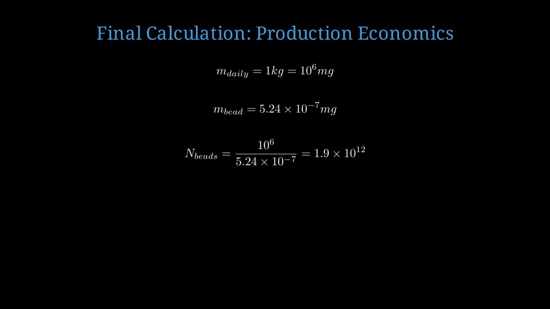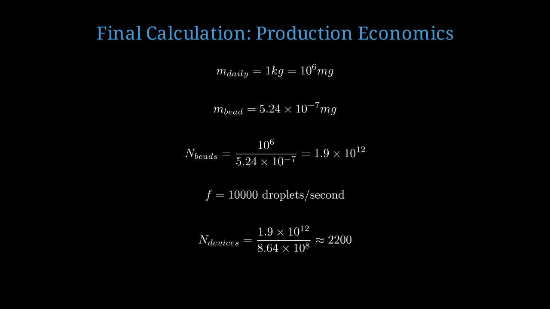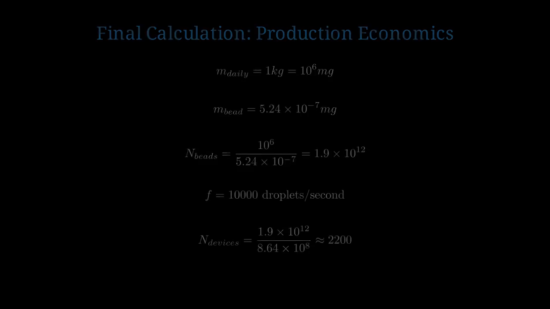At 10,000 droplets per second, this would take about 53 hours of continuous operation. At 10,000 droplets per second per device, one device produces 8.64 times 10 to the 8th droplets per day. We would need approximately 2,200 parallel devices running continuously. This sounds daunting, but for a product worth $1,000 per kilogram, the economics can work.